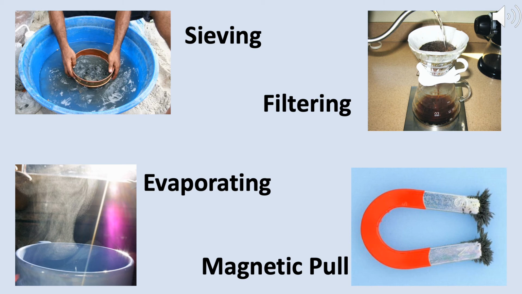The last one's a bit more of an out there one. It's magnetic pull. Now, hopefully, you will already have guessed which mixture of mine the magnetic pull will be effective for, but we know that certain materials have magnetic pull and magnetic force and will be able to be separated from those materials that do not have magnetic pull.